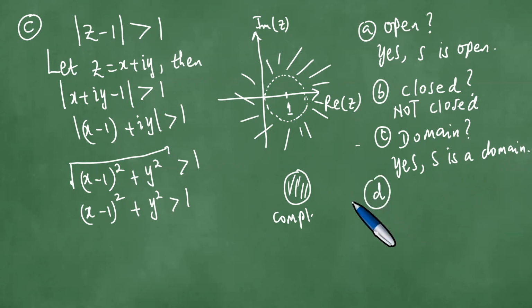D. Sorry, I was referring to the complement here. So the complement of this will be this. So if this is the set S, then this one will be the complement of the set S. Or you can write the complement like that, but also with the prime. So now D part, bounded.